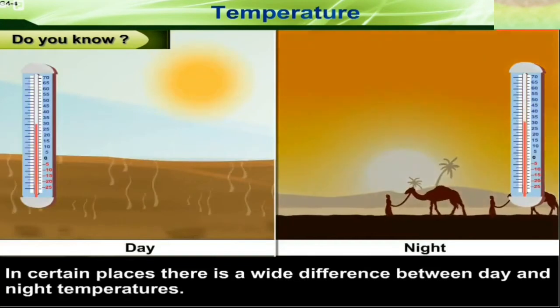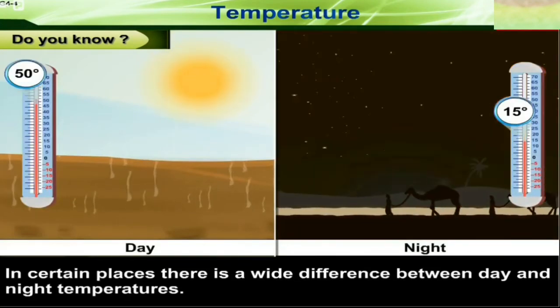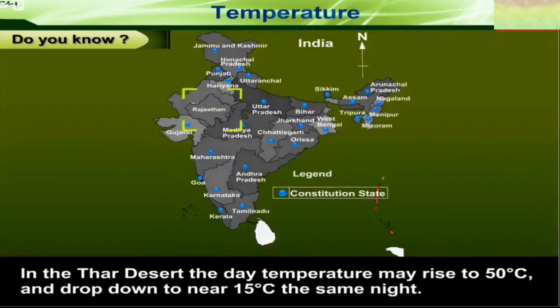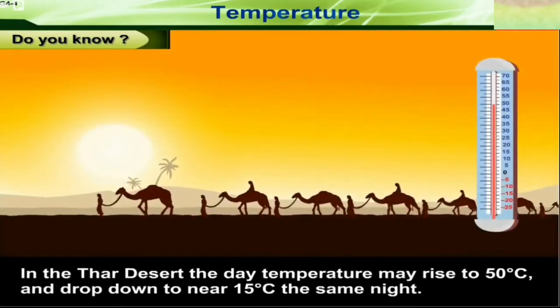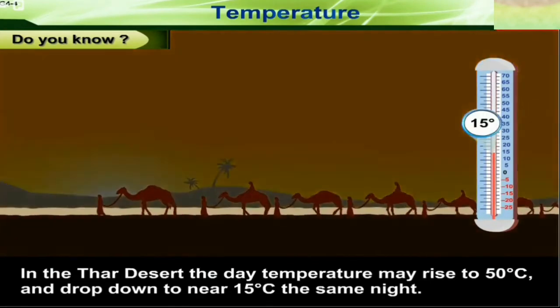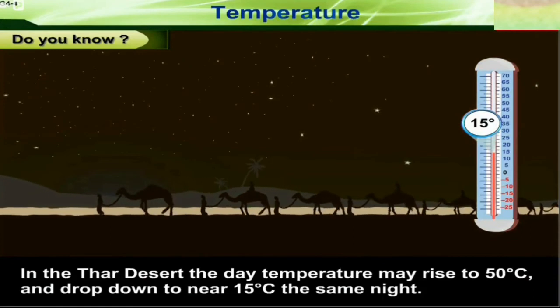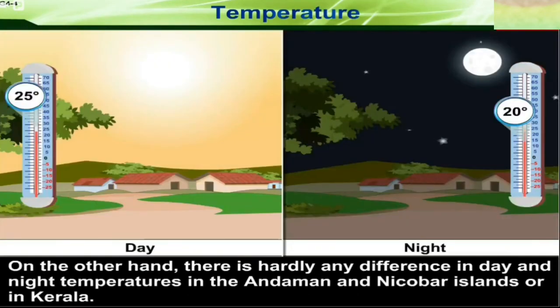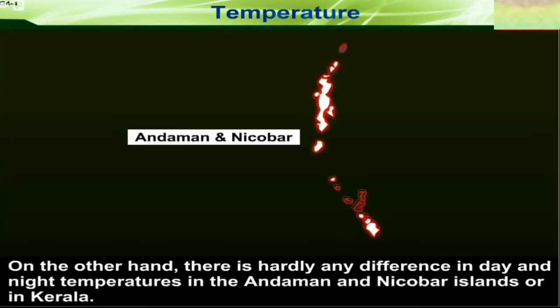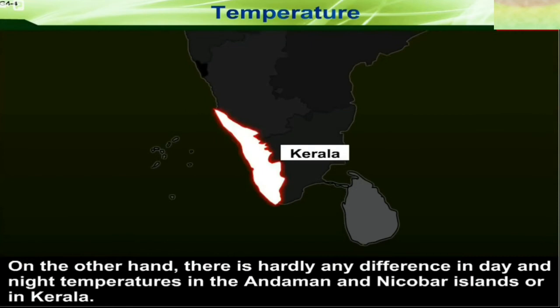Do you know? In certain places, there is a wide difference between day and night temperatures. In the Thar Desert, the day temperature may rise to 50 degrees Celsius and drop down to near 15 degrees Celsius the same night. On the other hand, there is hardly any difference in day and night temperatures in the Andaman and Nicobar Islands or in Kerala.